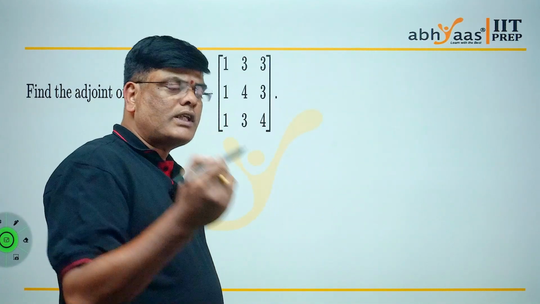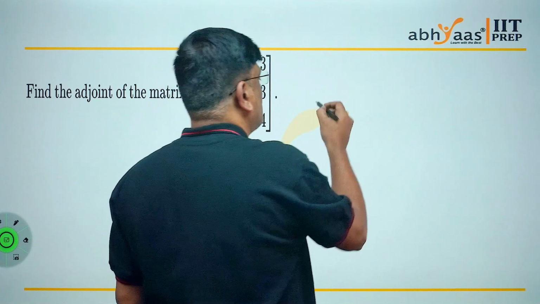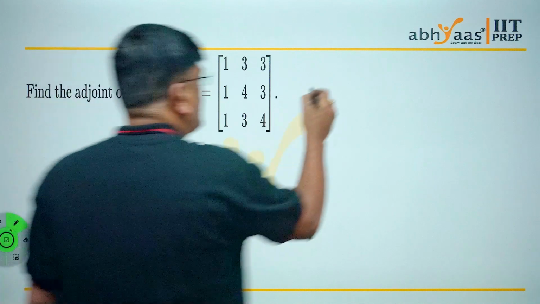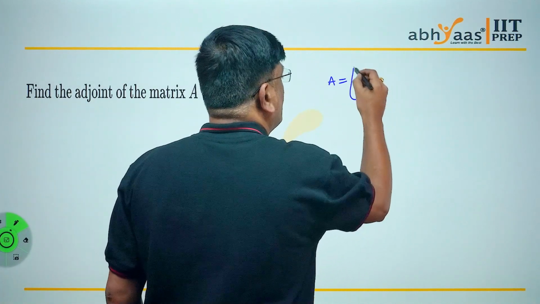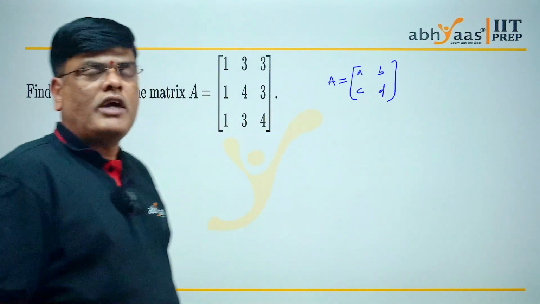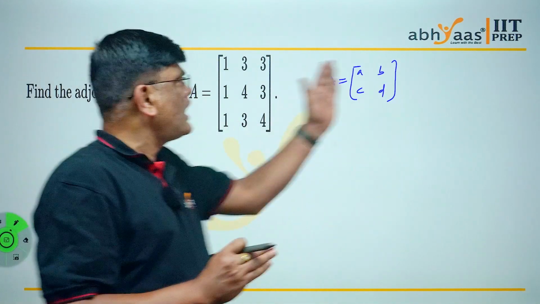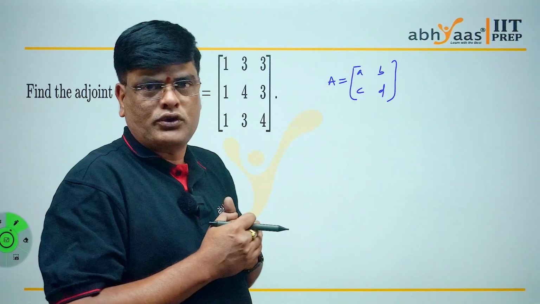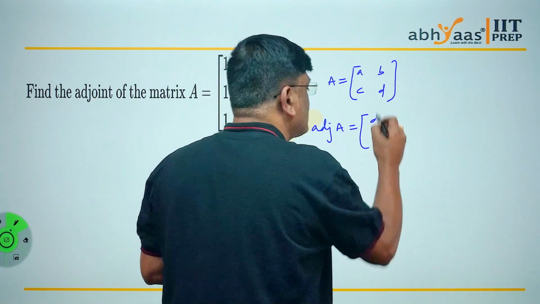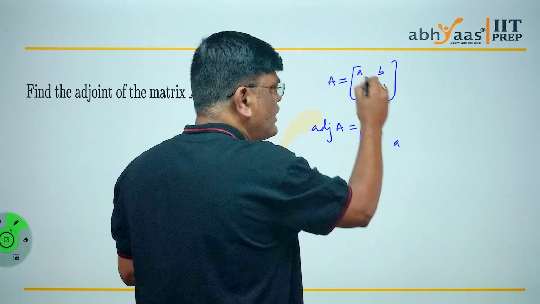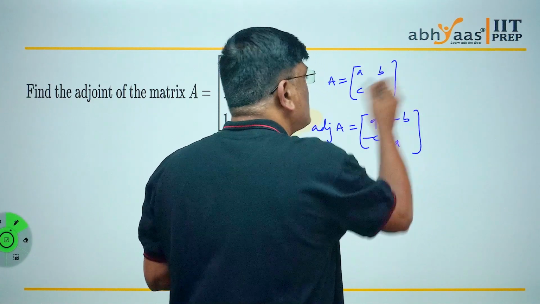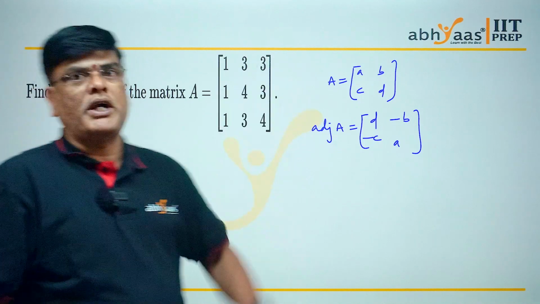Here, first we know for a 2 by 2 matrix, for example, if I am taking a 2 by 2 matrix A equals A B C D. According to the definition, we have to replace the elements with their cofactors and after that transpose. Finally we get the adjoint of this matrix as D, minus B, minus C, A. That means we interchange these two and keep the opposite sign for the elements B and C. This is for a 2 by 2 matrix.